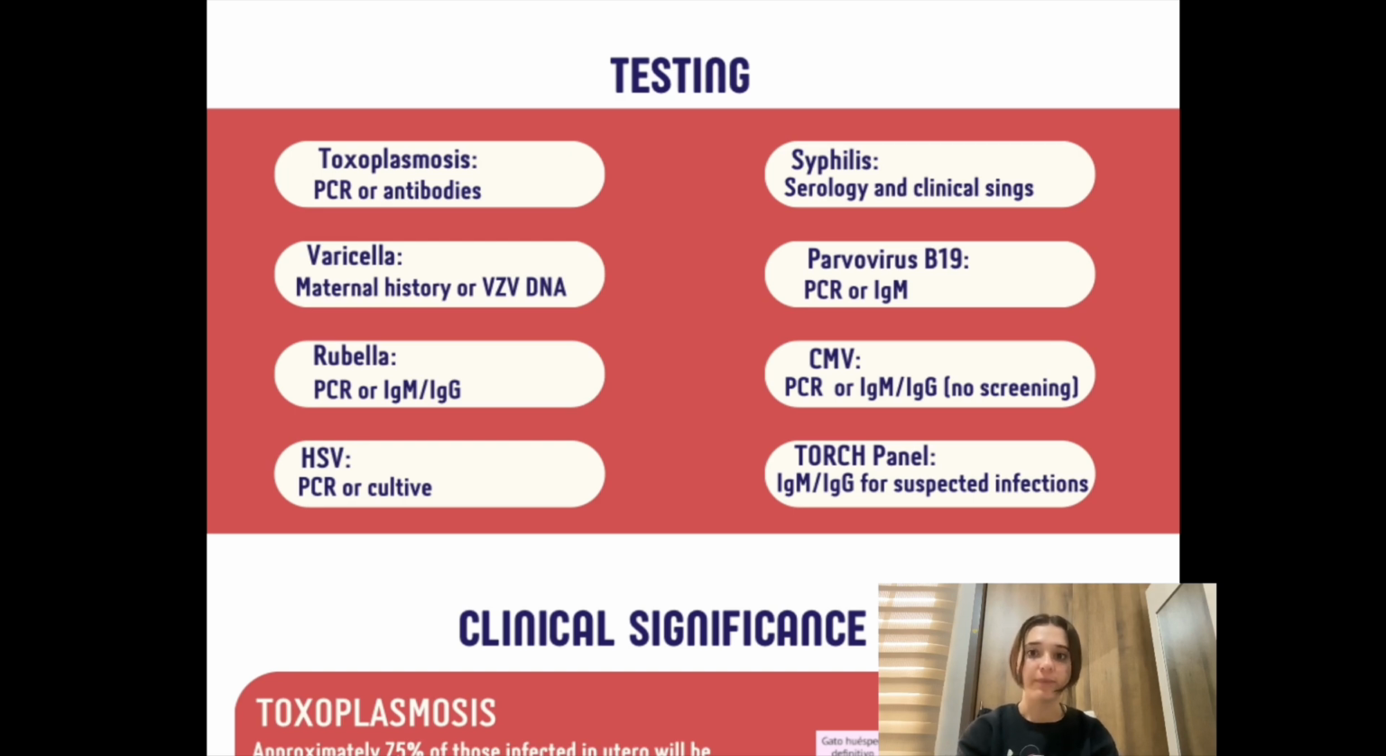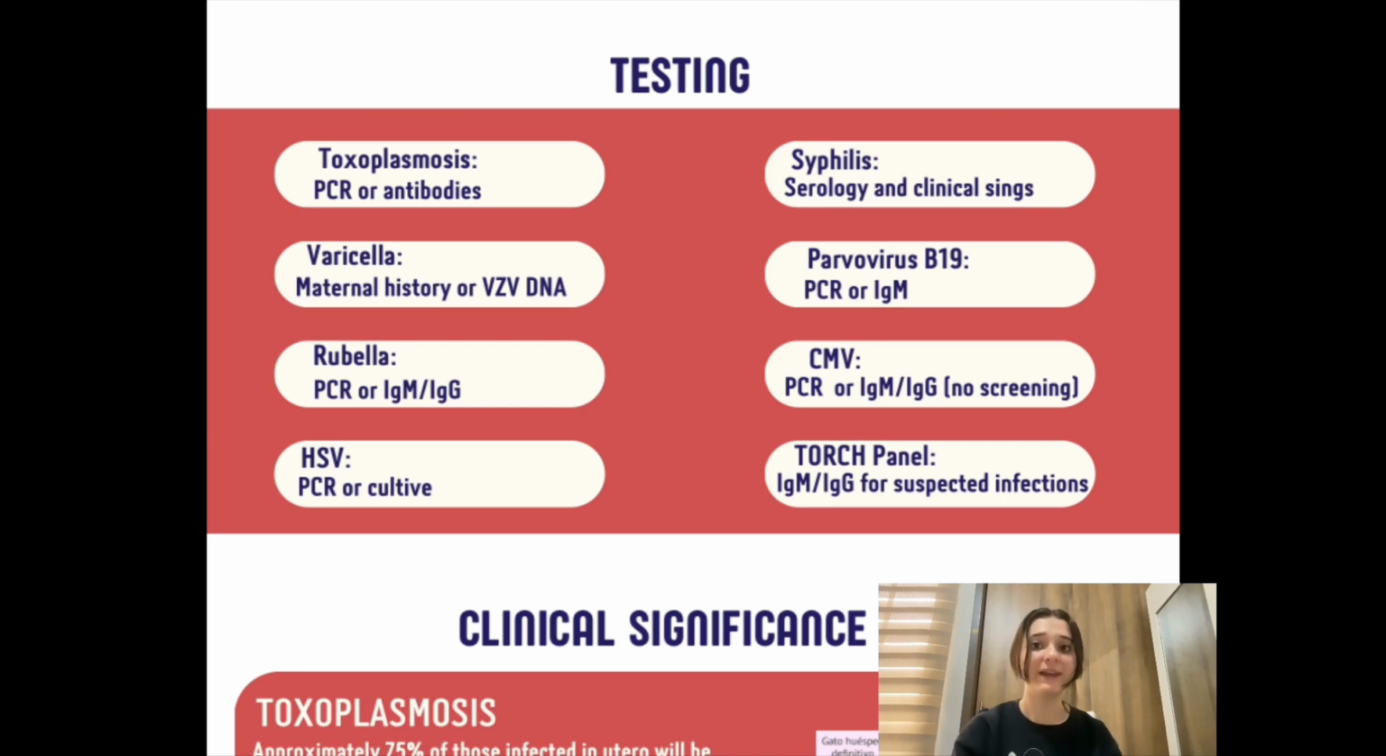Congenital varicella syndrome is diagnosed through the mother's chickenpox history during pregnancy, presence of dermatomal skin lesions in the infant, or detection of VZV DNA in amniotic fluid or fetal blood. Congenital syphilis is diagnosed via serology combined with clinical symptoms. Diagnosis is often presumptive, requiring follow-up for at-risk infants.